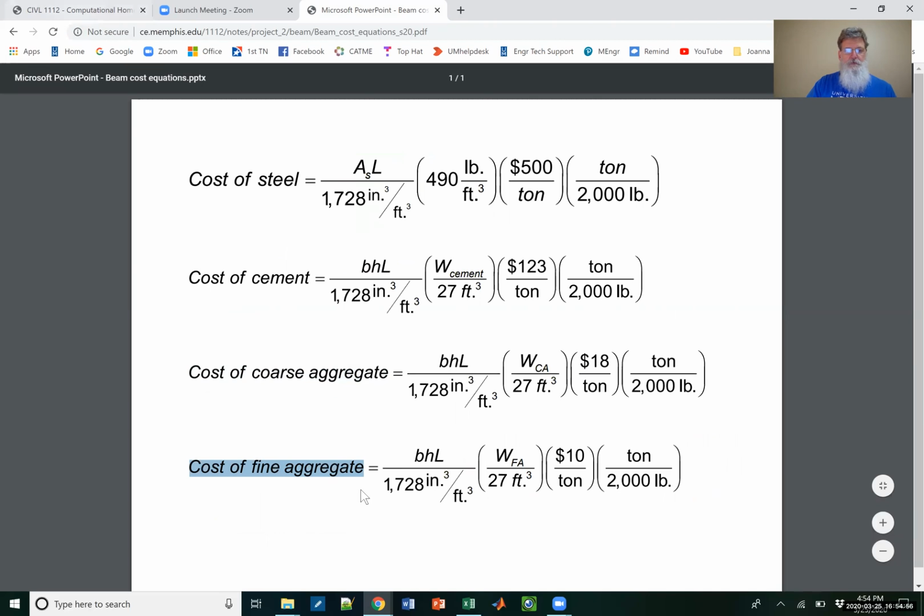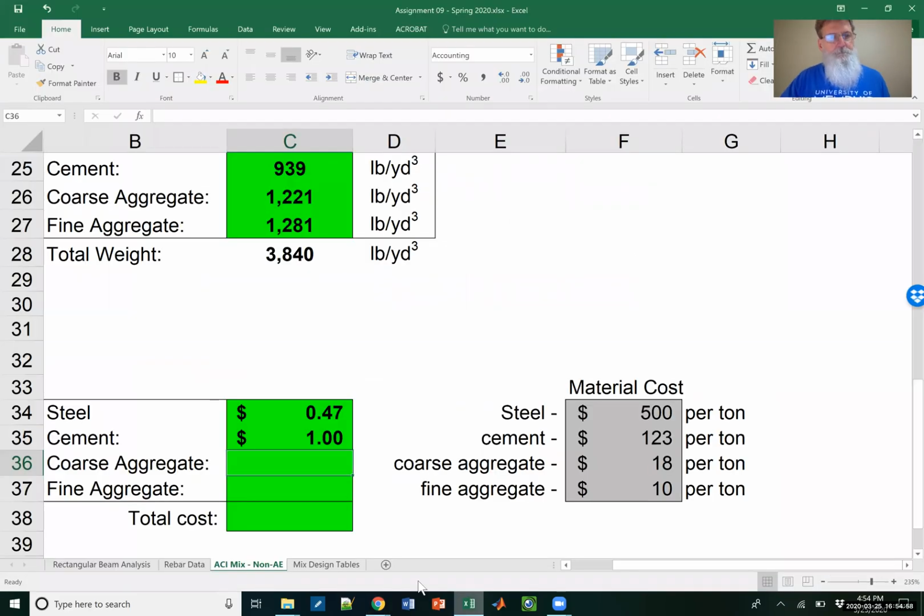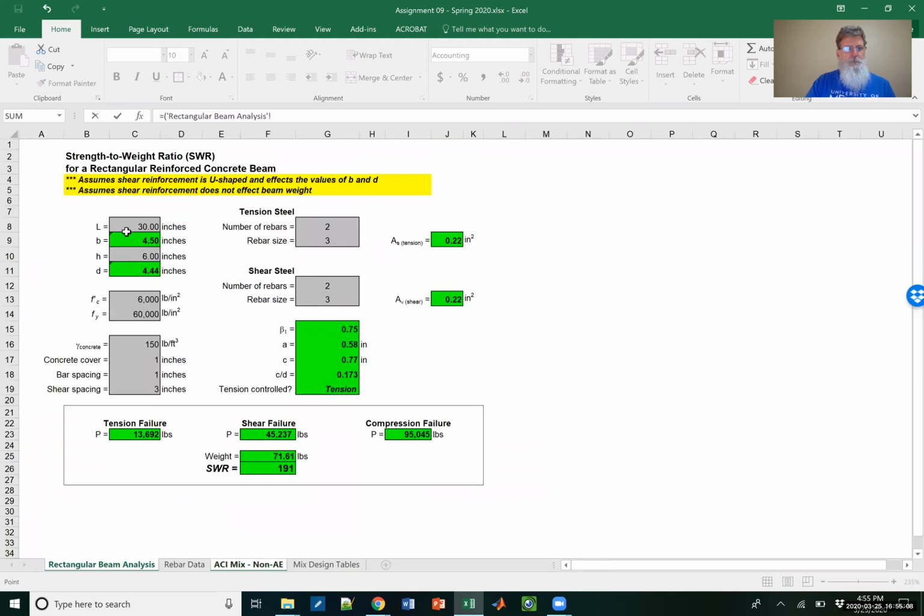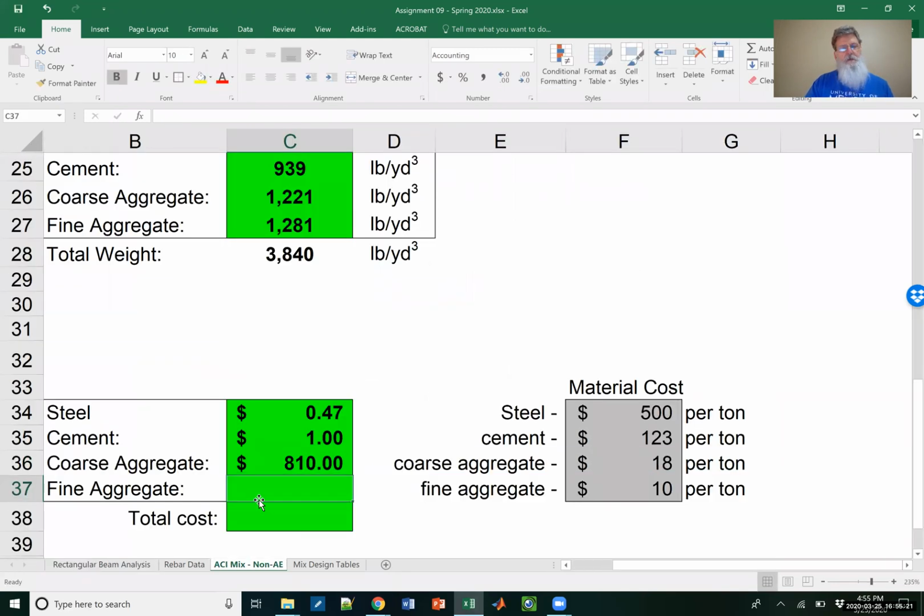Okay, so let's go back to our sheet, starting with coarse aggregate. We'll go back, and again, I'll calculate the volume of concrete, or the beam, which will be the length times the width times the height. If I remember correctly, I think that was 810. Yeah, 810.